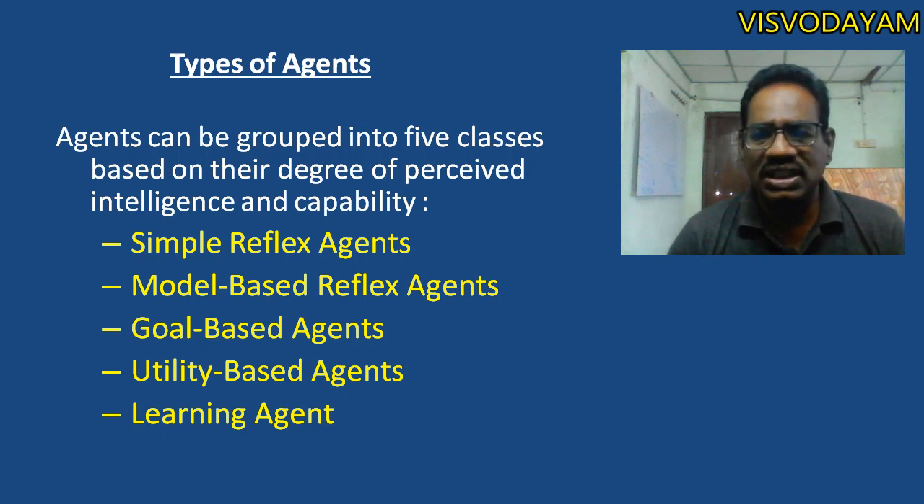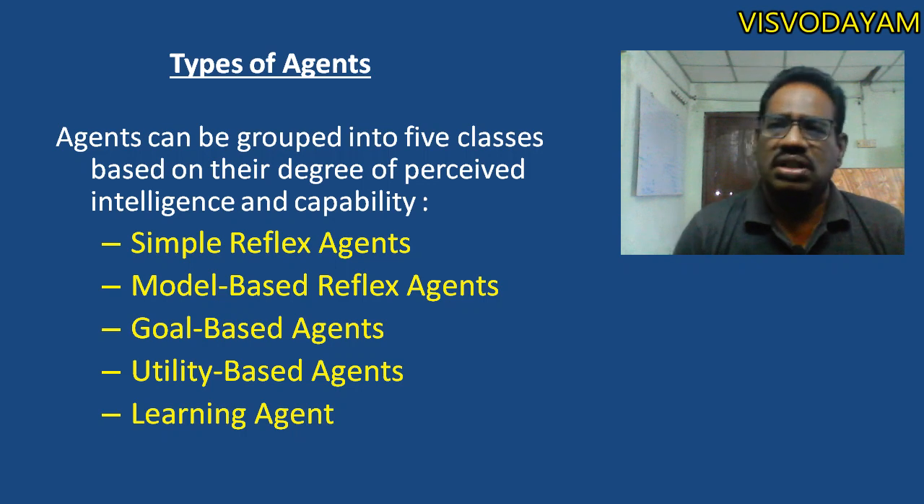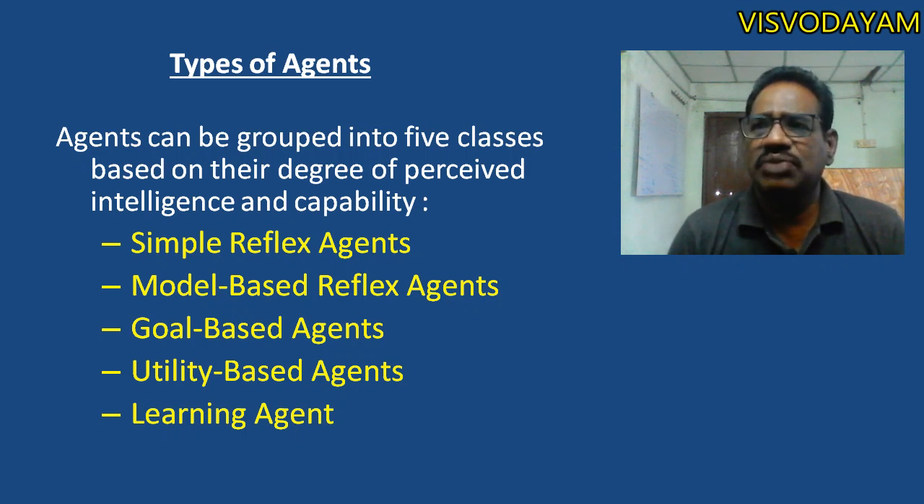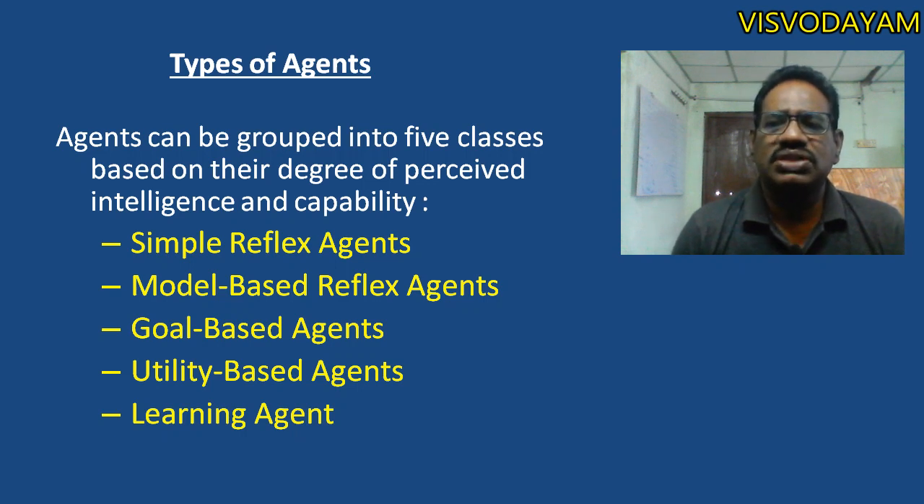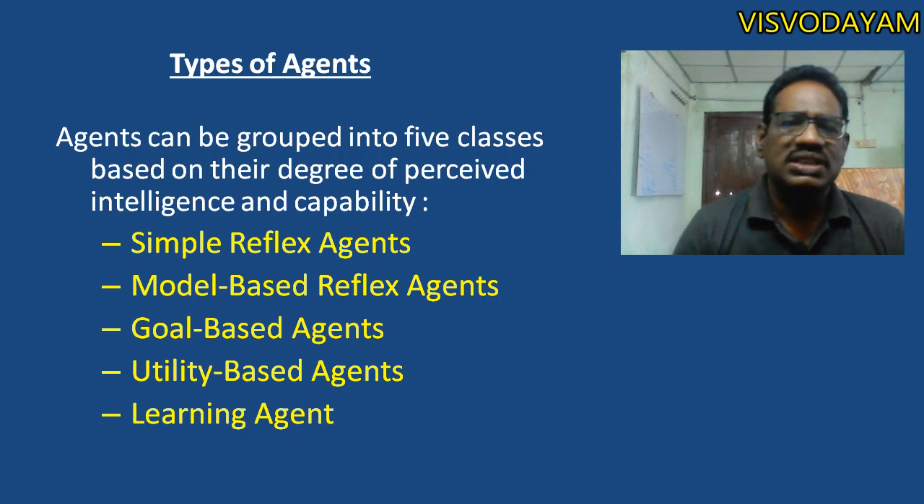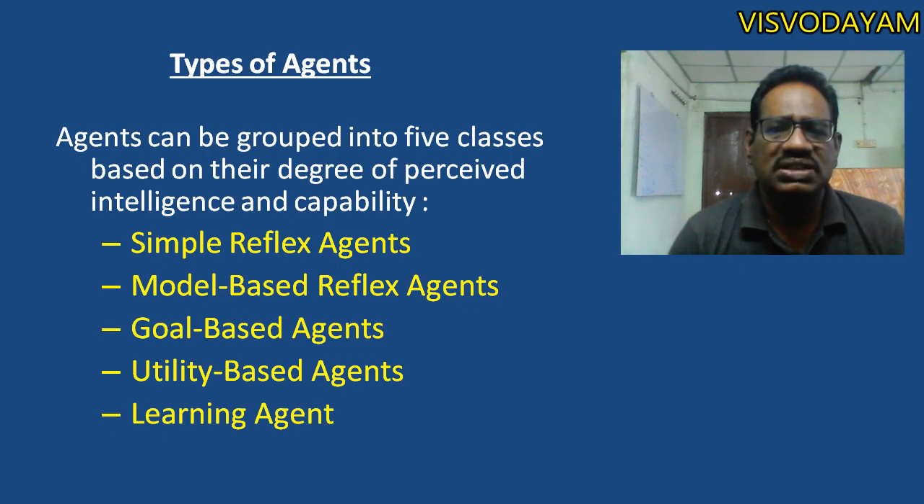The learning agent always tries to sense the data and modify its methodology for how to take actions in future situations. It will always try to learn, those things will be kept in memory, and accordingly it will take actions in future situations. All these different types of agents we are going to discuss in the next video, on the types of agents.